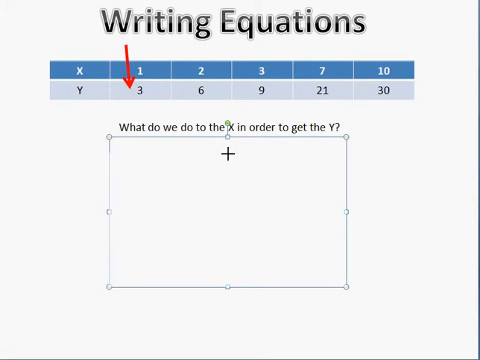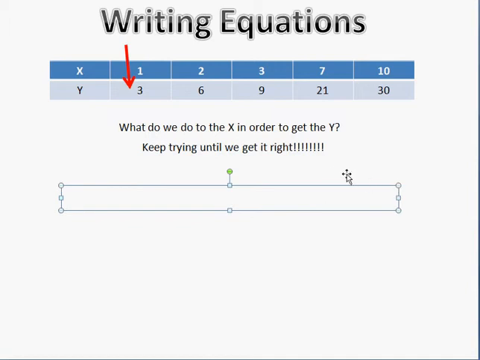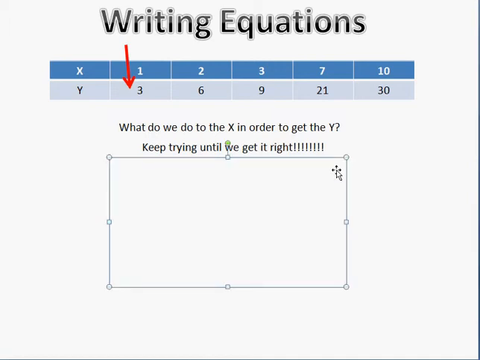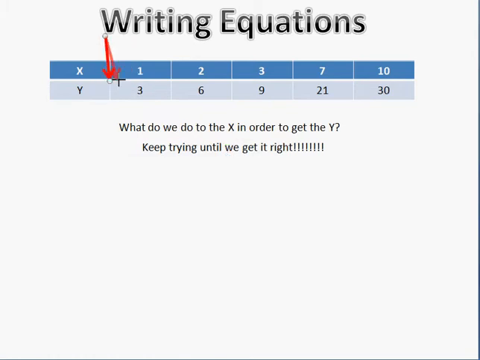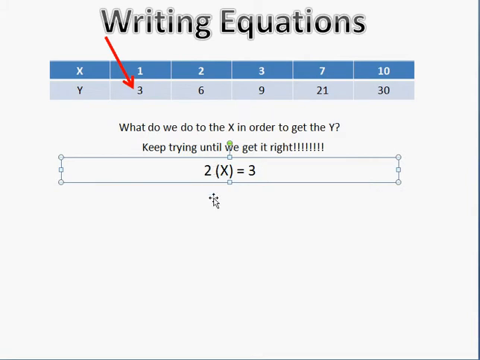And another thing we need to keep doing is just keep trying until we get it right. You might think, what does that mean? Well, I'll show you in a second what that means. So first, as you see, I have 1 and 3. So what do I do to 1 in order to get 3? The first thing I'm going to try is to multiply it by 2.